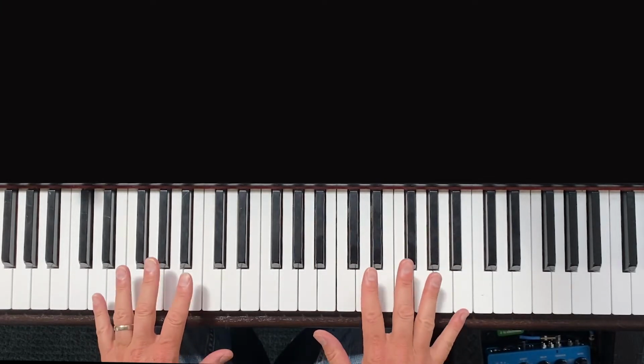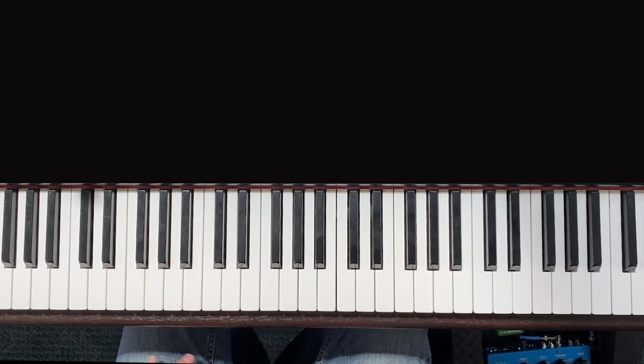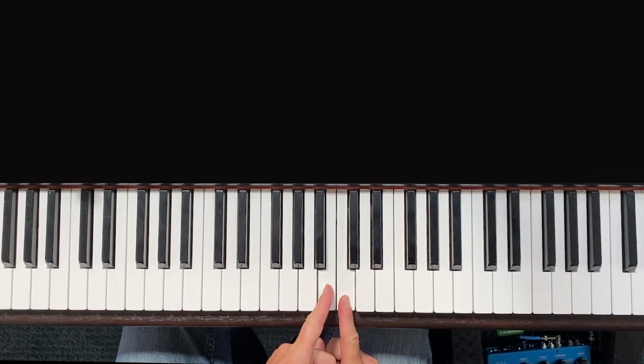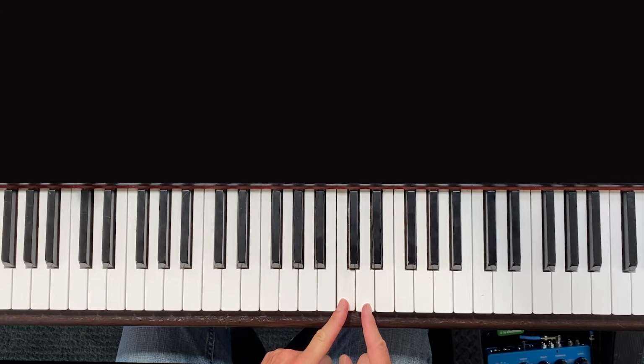You notice there are black keys over here, white keys down here. And first thing I'm going to teach you, kind of the foundation of everything else, is the half step. And a half step is the closest distance between two pitches on a keyboard. So if I'm here, what's the half step? Well, the closest key is right here, right? That's a half step. Now, in the other direction, what's the closest key? You might say it's this one. But actually, there's one that's even closer in pitch.